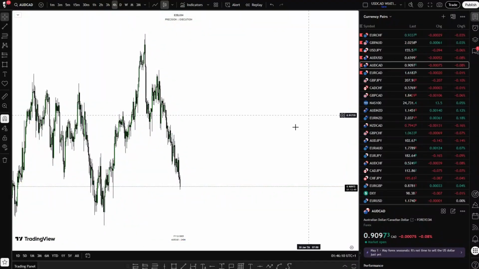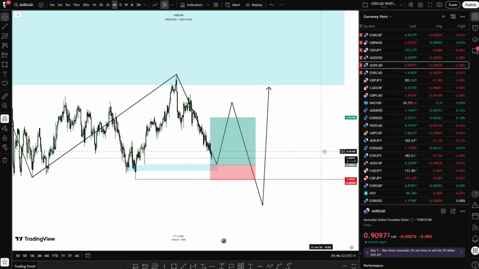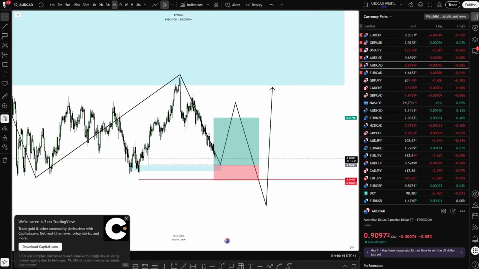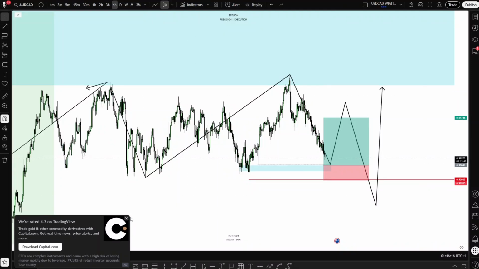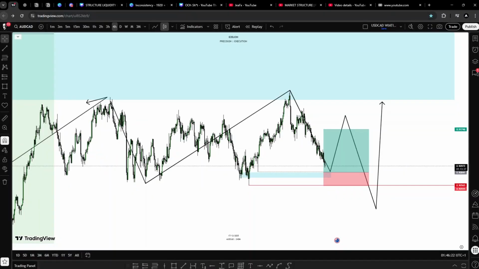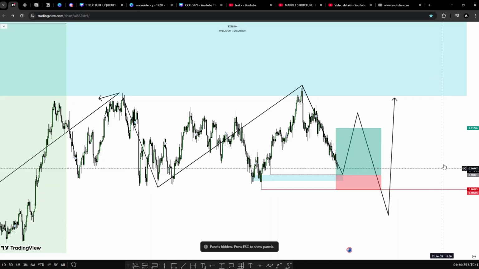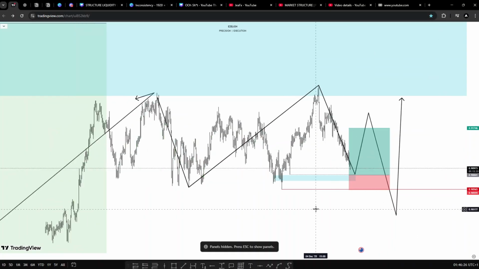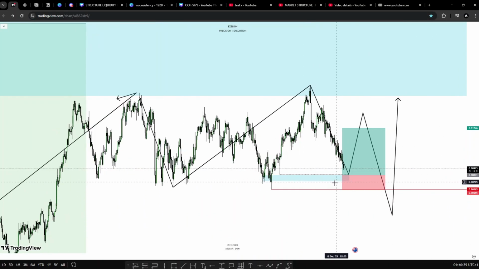Then AUD card. Okay, now this is the setup we are looking to take, but we didn't actually set a limit order on this setup, right? So we are not going to set a limit order. This is the next setup, and we're not going to set a limit order on this one.